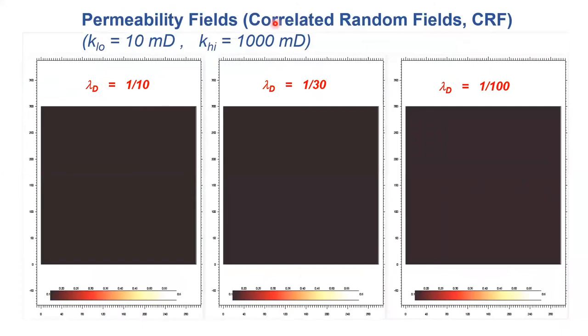Now in this particular case, the correlated random field, minimum K is 10 millidarcy, maximum K is 1,000, but it's got a sort of log normal distribution with an average K of about 500 millidarcies.